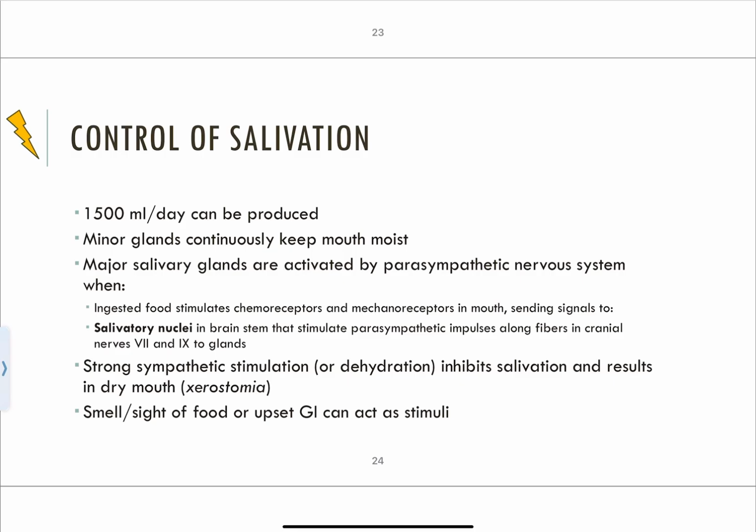If we have strong sympathetic stimulation or even dehydration, that can inhibit salivation and result in dry mouth. We can also have extrinsic stimuli like smell or the sight of food, or an upset GI, which can also act as stimuli.